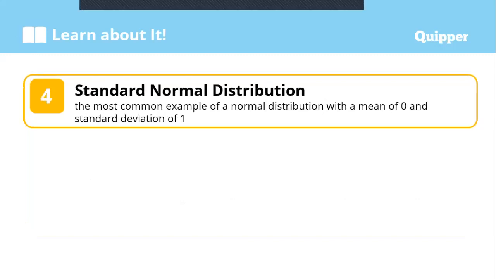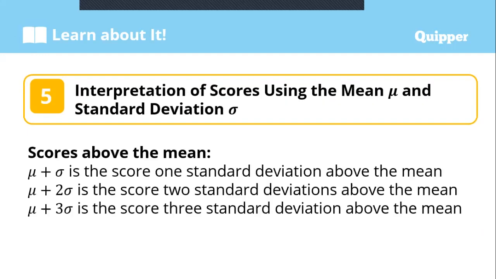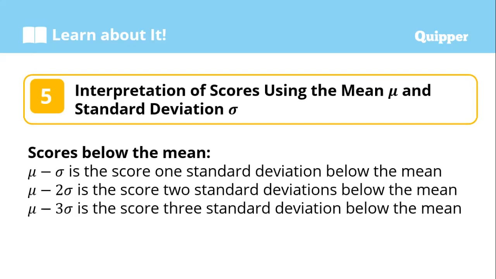It is the most common example of a normal distribution, with a mean of 0 and standard deviation of 1. So, interpretation of scores using the mean and standard deviation. Scores above the mean: mean plus standard deviation is the score 1 standard deviation above the mean. Mean plus 2 standard deviations is the score 2 standard deviations above the mean. Mean plus 3 standard deviations is the score 3 standard deviations above the mean.